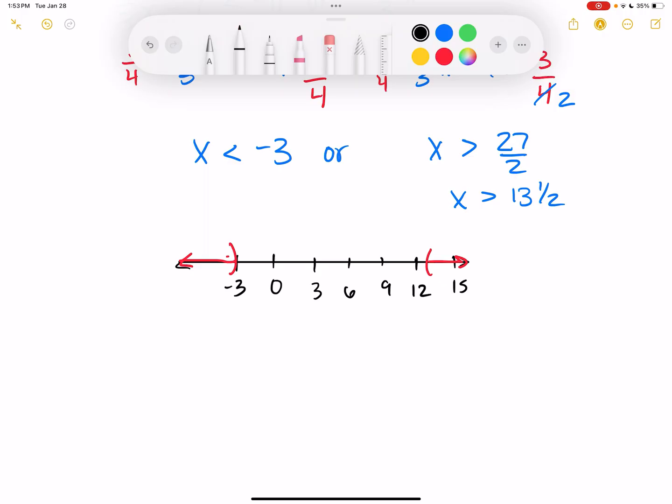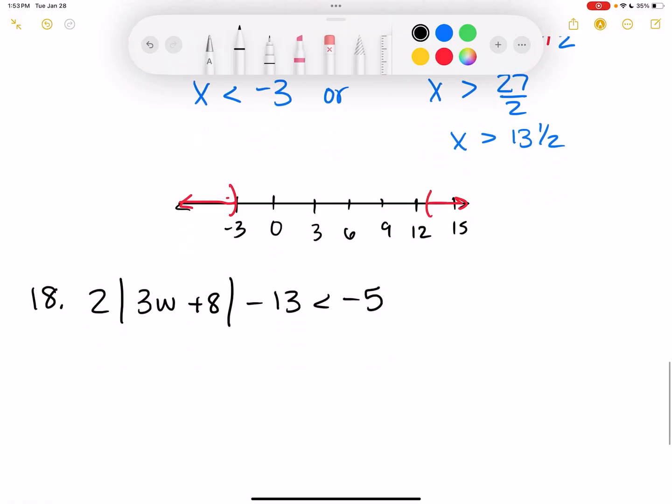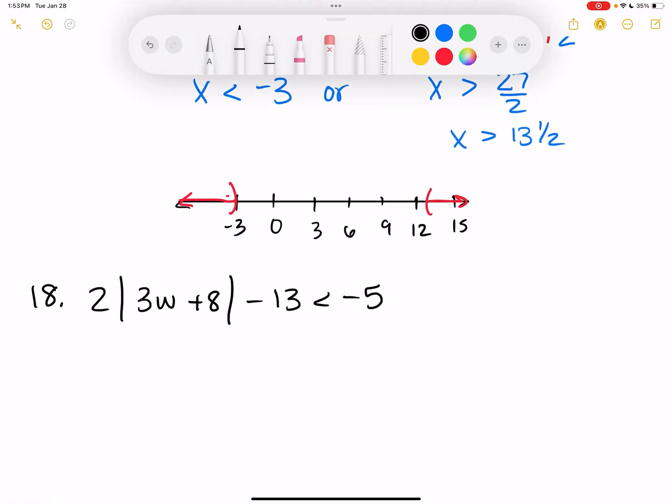Let's see, 18. 2 times the absolute value of 3w plus 8, and then minus 13 on the outside is less than -5. So what do I need to do first? I can't determine AND or OR until I'm done because it could change by the time I move all this stuff around. So add 13 first. So 2 times the absolute value of 3w plus 8 is less than 8. Now divide by 2. So then I have the absolute value of 3w plus 8 is less than 4.